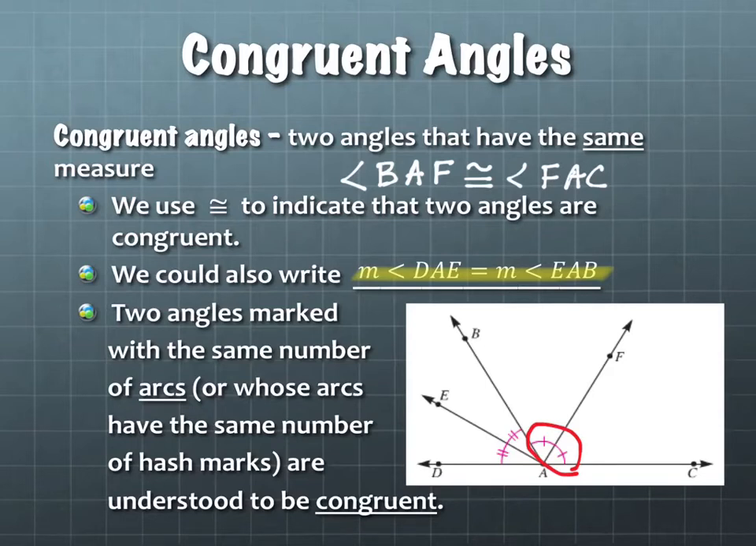Two angles marked with the same number of arcs, or whose arcs have the same number of hash marks, are understood to be congruent. And this is what I was talking about on the previous slide, is that you see two hash marks on the part where I just sort of circled or boxed in red, and then you see one on each of them, and over here in the purple one you have two hash marks on each of those angles. And that's making sure that you understand that, for instance, this angle out here is not congruent to the angle over here just because they happen to be marked, but they're marked differently. So it's a way to mark the diagram, but to be clear about what we're trying to say.